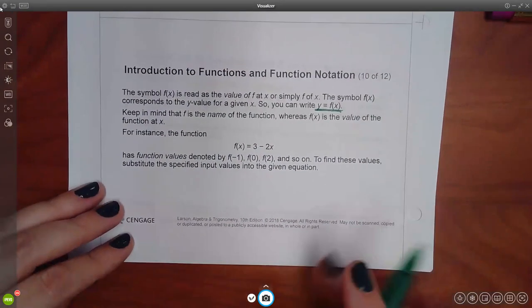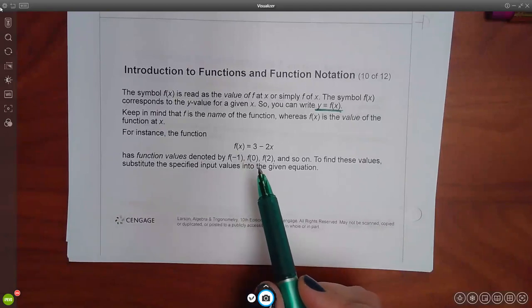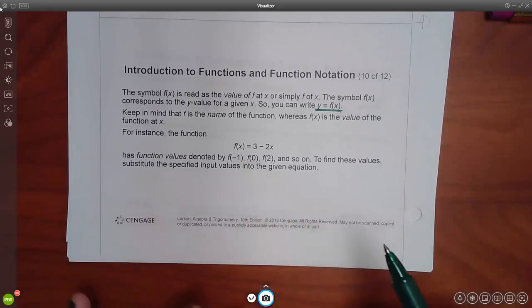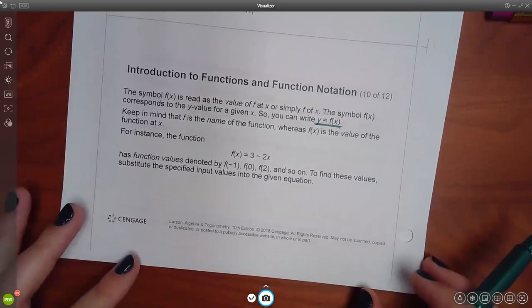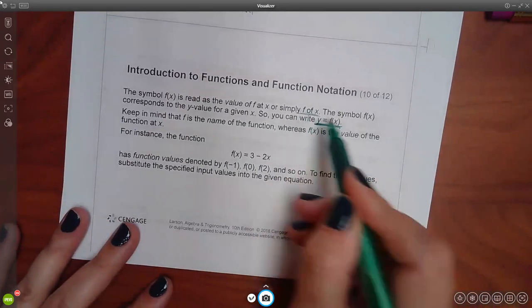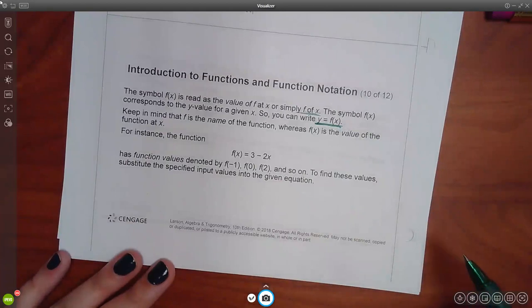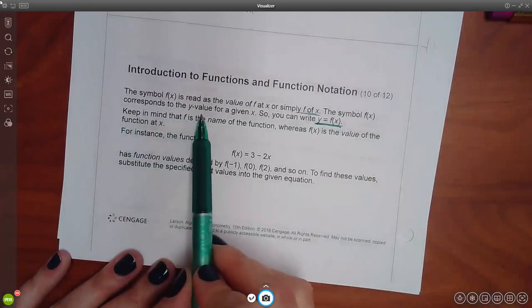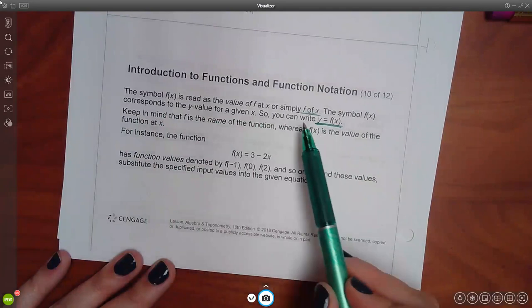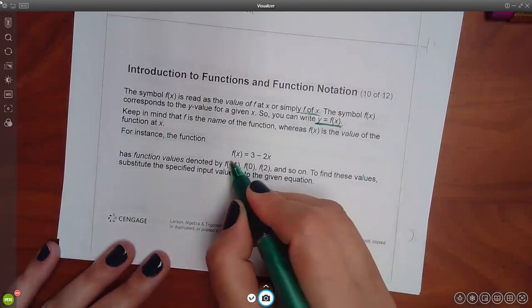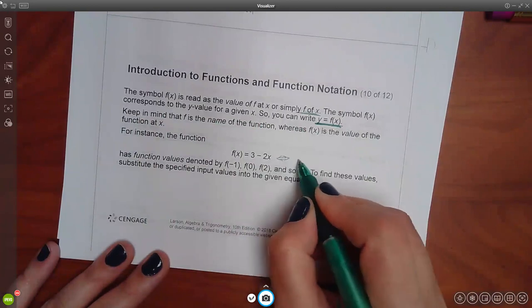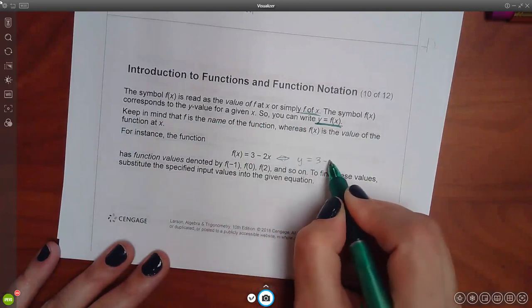Okay, so in this one, it says the f of x symbol is read as the value of f at x, or simply f of x, right? The symbol f of x corresponds to the y value for the given x, so you could write y equals f of x. Basically saying that this is the same thing as saying this.